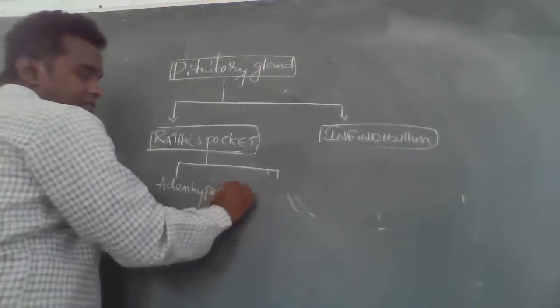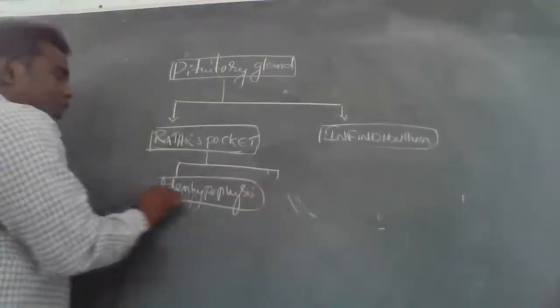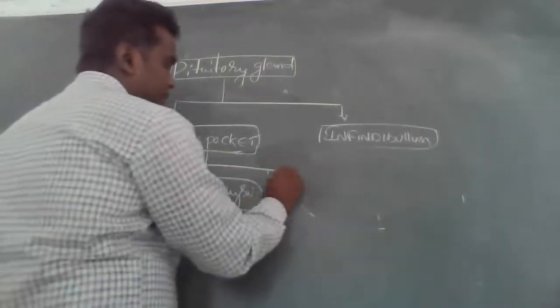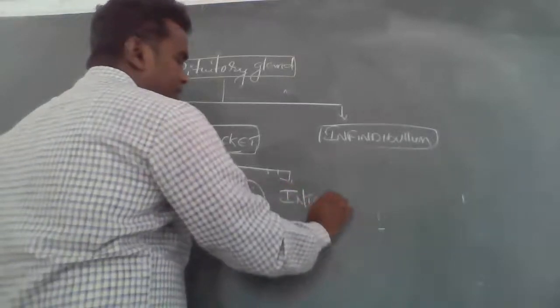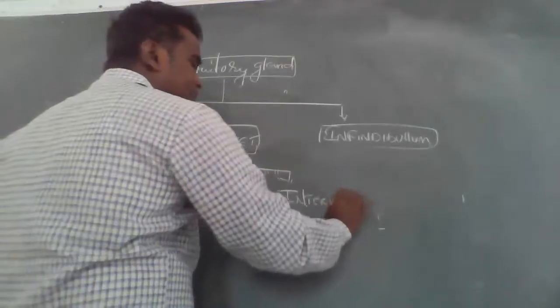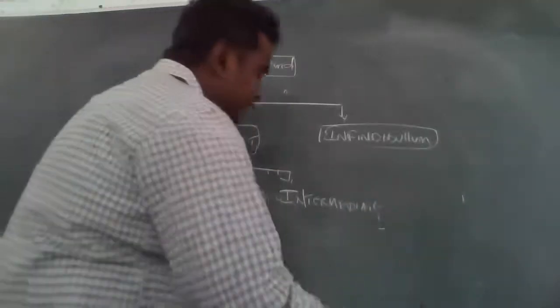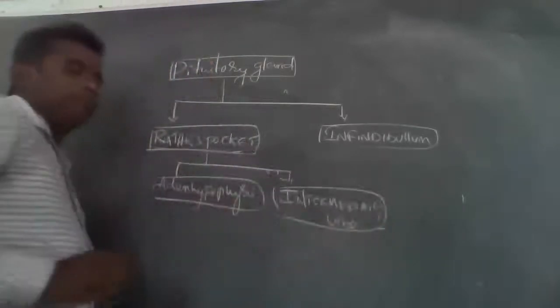Adenohypophysis. Second one, what is it? Intermediate lobe. It is called the intermediate lobe.